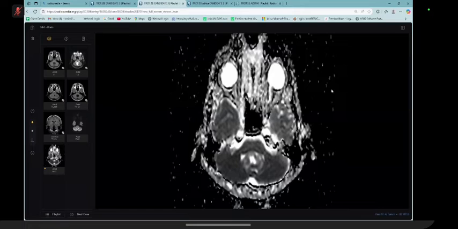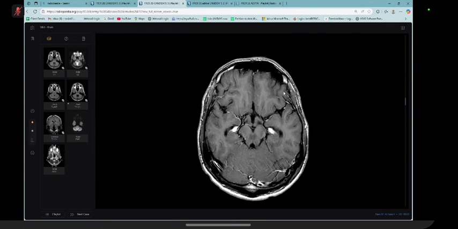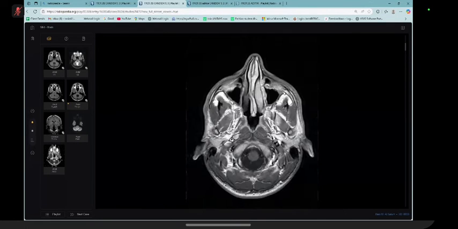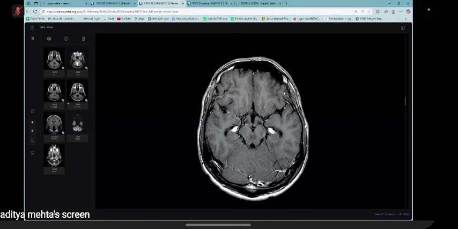Is there any post contrast image also, just to see if it shows contrast or not? This is post contrast for you. In the post contrast, it does not show any contrast enhancement. So this lesion in the fourth ventricle shows marked hyperintense signal in the T2 with restricted diffusion in the posterior fossa and no contrast enhancement. It could be an epidermoid cyst in a typical location.